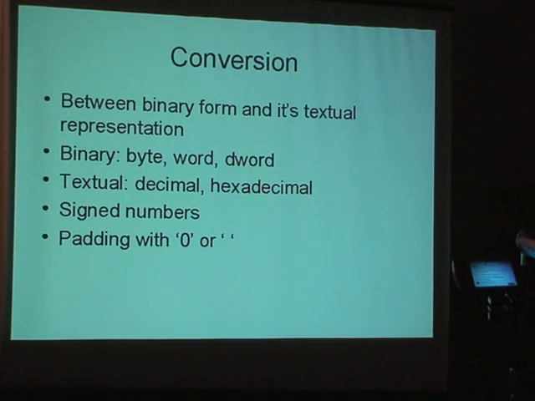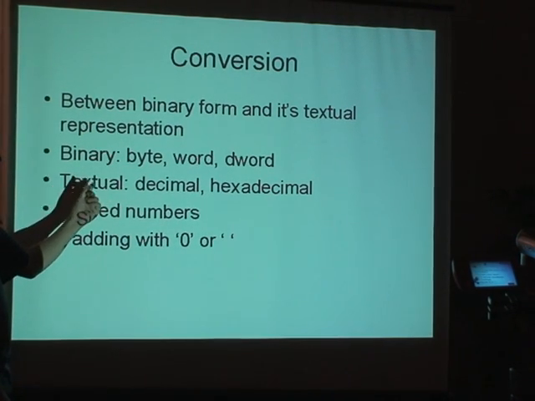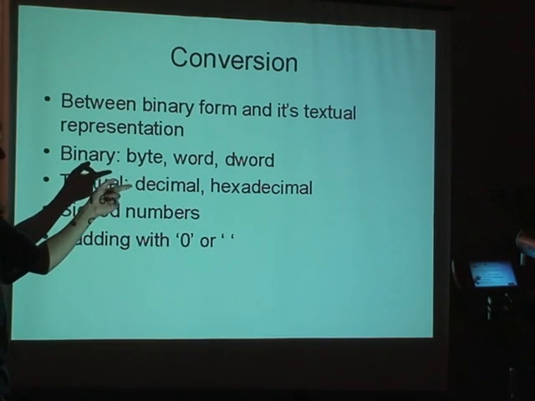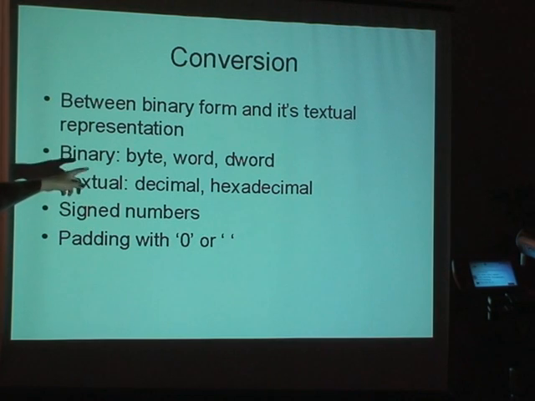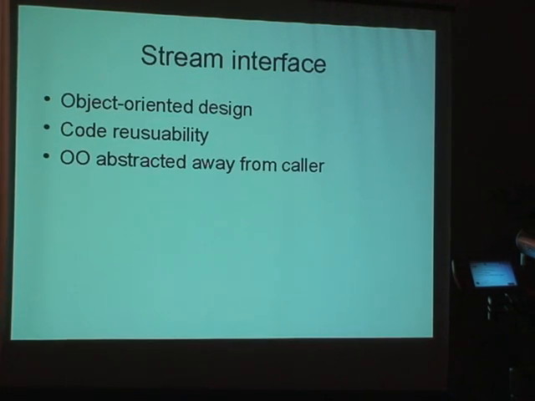Then there is the conversion module. It just converts a binary value to text or to string and backwards. It supports binary, byte, word, double word, and can convert it to decimal and hexadecimal yet. In future, I plan to add binary and floating point types. It has also support for signed numbers, and there are many options of padding with 0 or with space, with display plus sign, or not with display plus sign, whatever you like. I think everything needed is there.